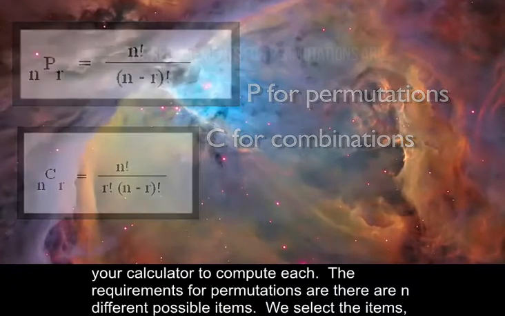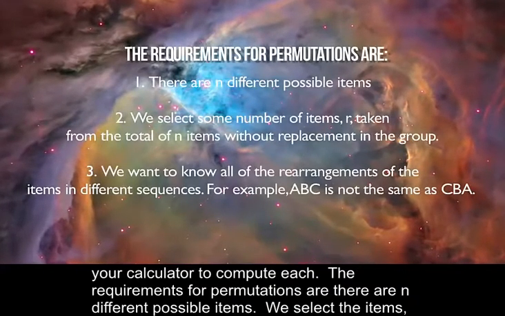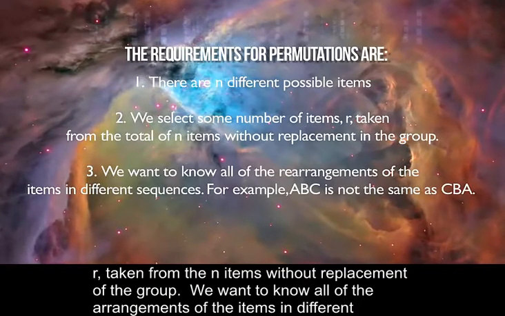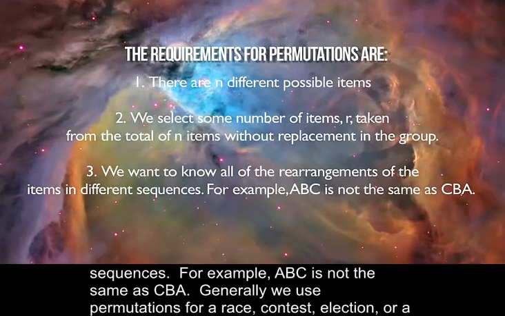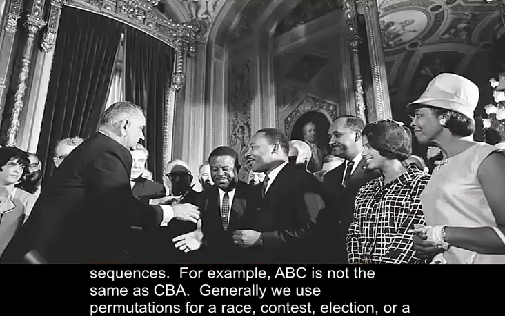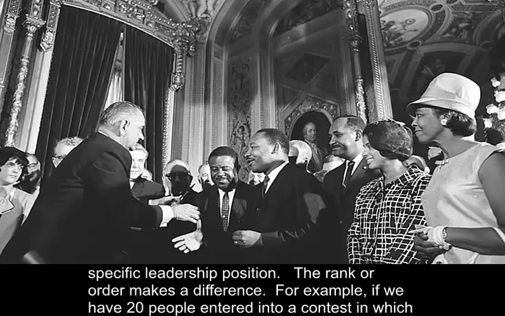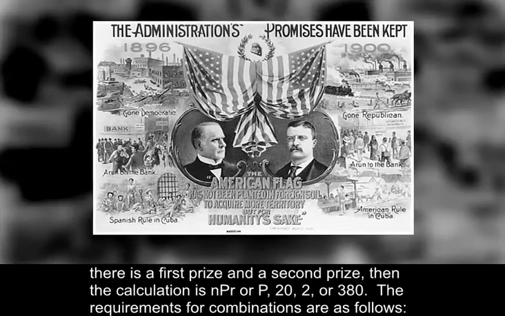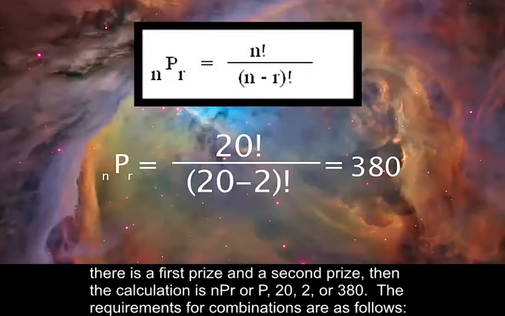The requirements for permutations are: there are n different possible items. We select r items from the n items without replacement in the group. We want to know all of the arrangements of the items in different sequences. For example, ABC is not the same as CBA. Generally, we use permutations for a race, contest, election, or a specific leadership position. The rank or order makes a difference. For example, if we have 20 people entered into a contest in which there's a first prize and a second prize, then the calculation is nPr, or P(20,2), or 380.